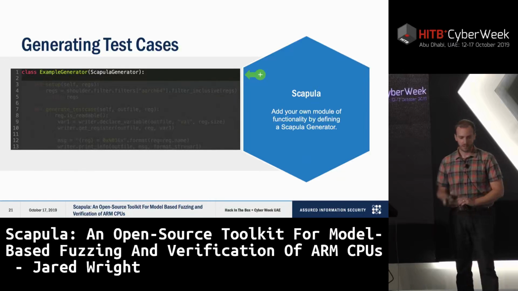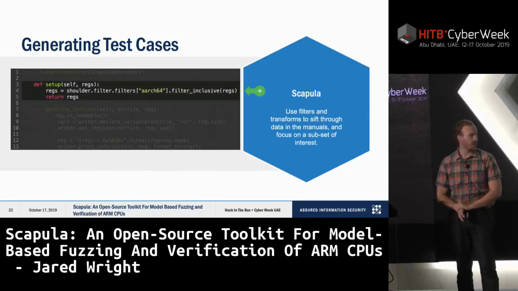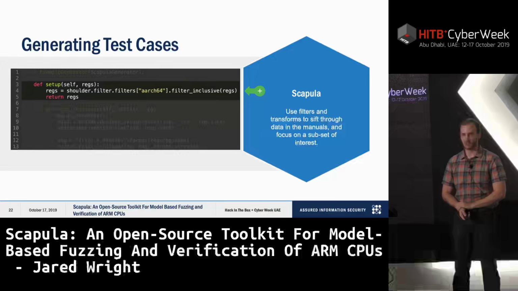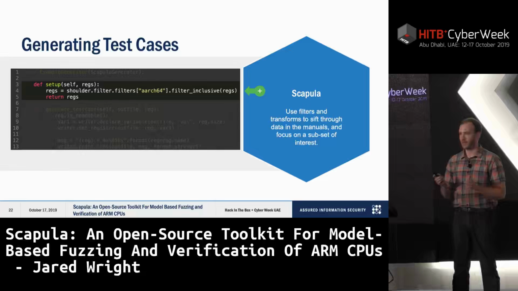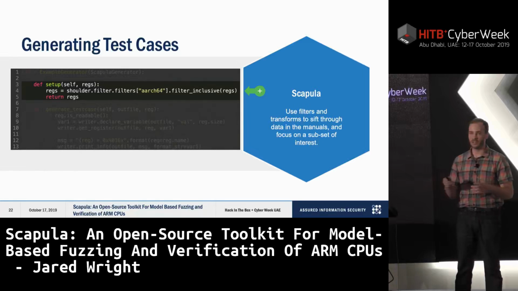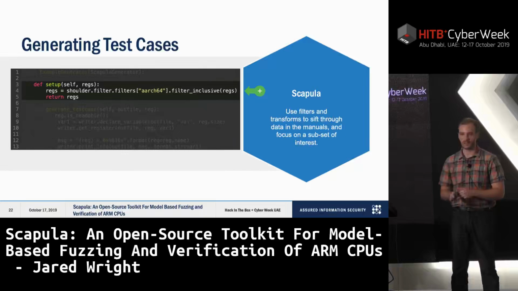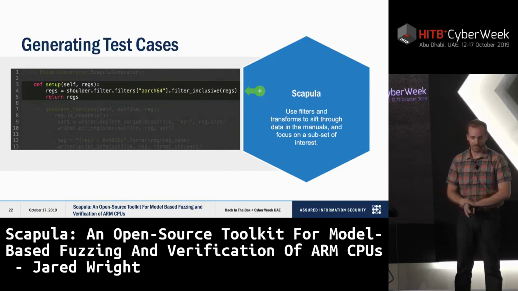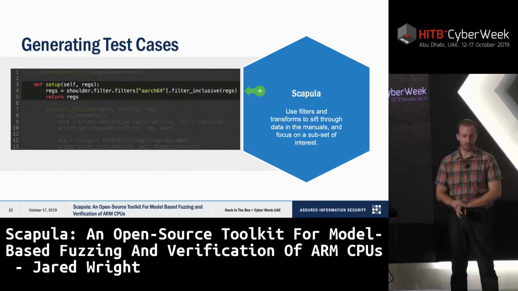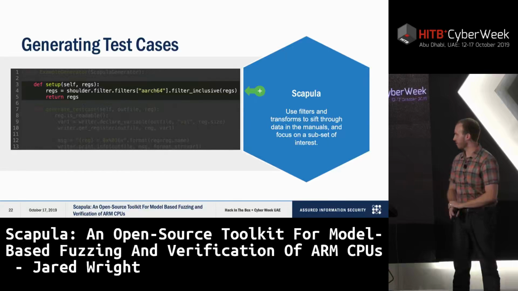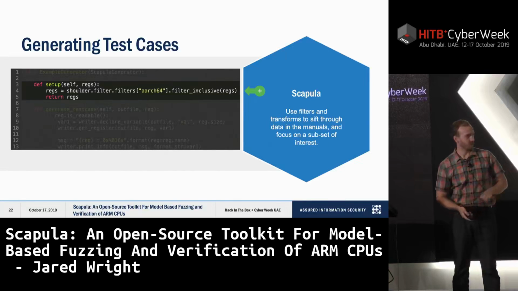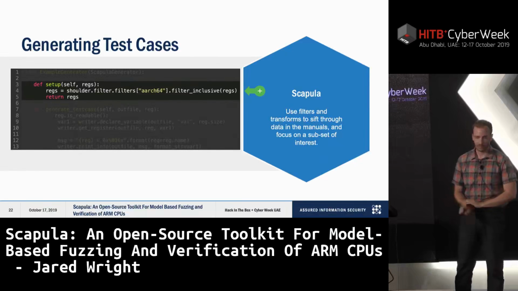That's about it. Then you get 2 functions within your generator to pick and choose things that you'd like to do. First, you get this little setup function here. In here you apply filters and transforms so you can massage all the data in the manuals. There's an overwhelming amount, so you can filter it down into something you'd be interested in doing test cases about. In this example, if you look at line 4, we're using a filter to include all of the registers that belong to the AArch64 or 64-bit execution state. So it'll ignore all the 32-bit state. It's also got memory mapped registers, so ignore those as well.